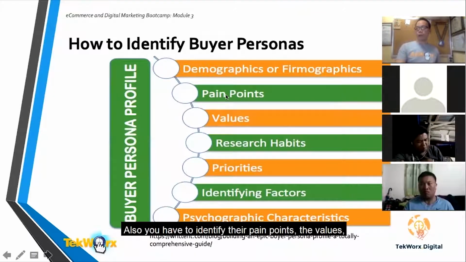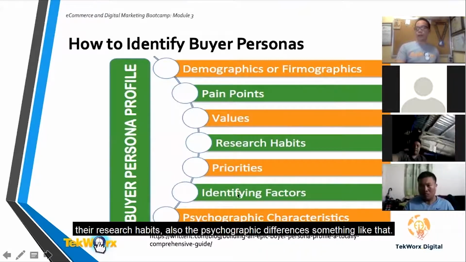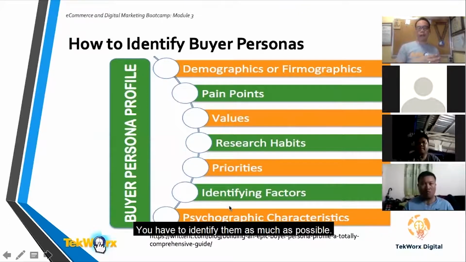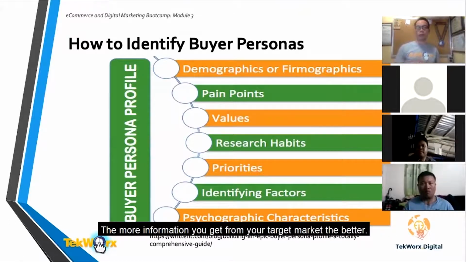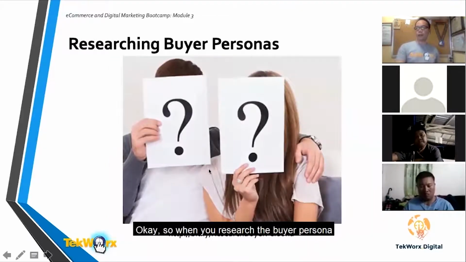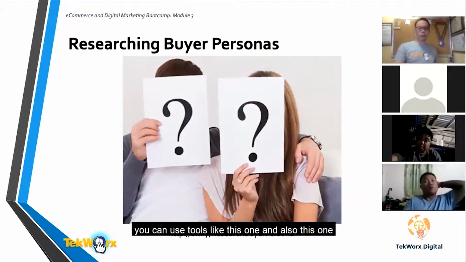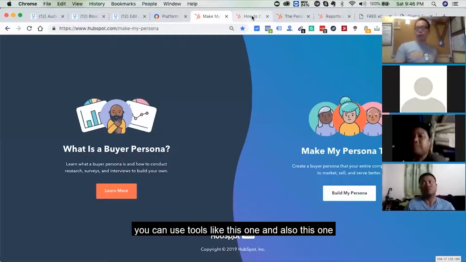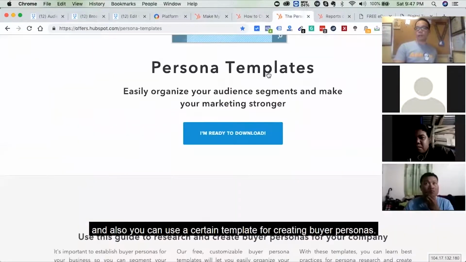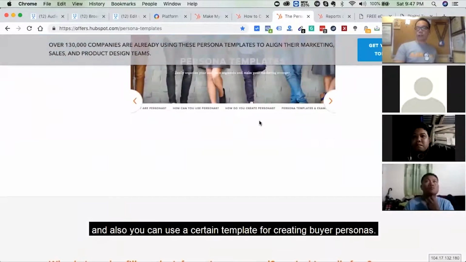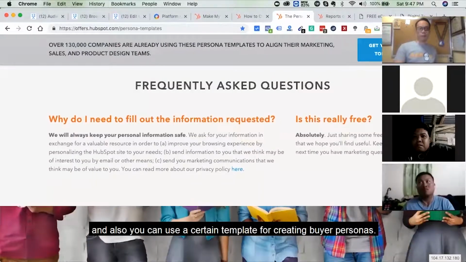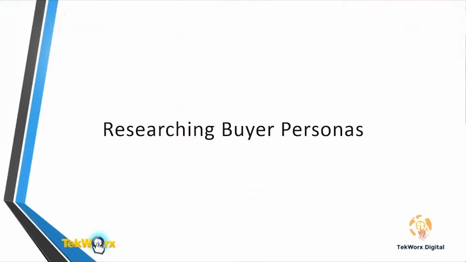Also, you have to identify their pain points, the values, the research habits, also the psychographic differences, something like that. You have to identify them as much as possible. The more information you get from your target market, the better. Okay, so when you research the buyer persona, you can use tools like this one and also this one. And also, you can use a certain template for creating buyer personas. We'll discuss that more later on.